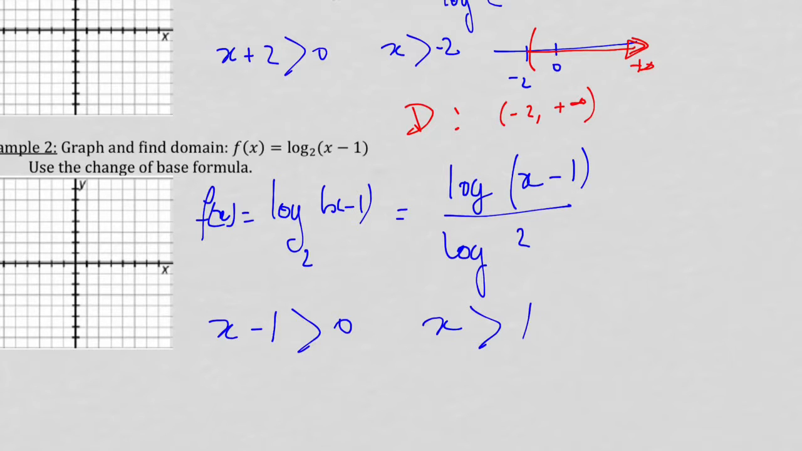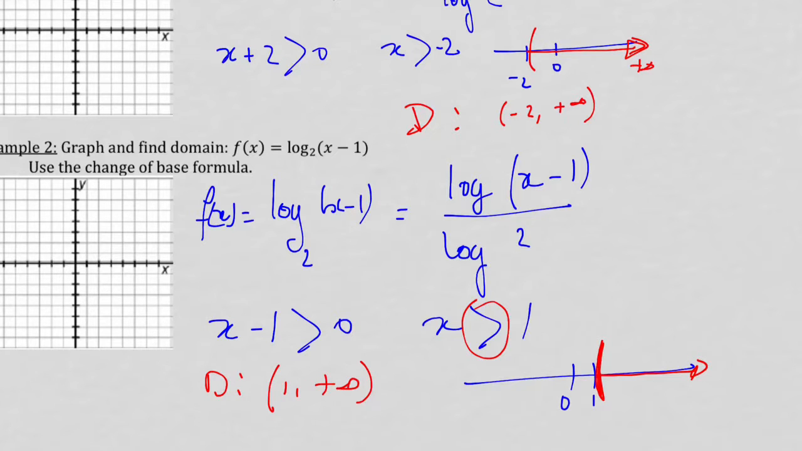If I represent my number line with my 0 right here, 1 will be on the right. Because x is greater, I'm going to go from 1 to plus infinity. There is no equal in my symbol, so I'm going to use a parenthesis, and my domain is going to be 1 to plus infinity, with parentheses always next to infinity, and we know why. There is a parenthesis next to the 1 right here.